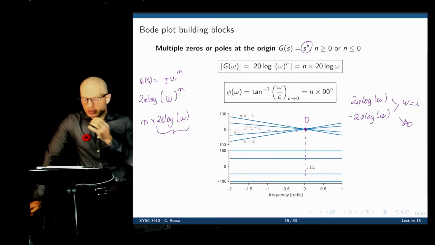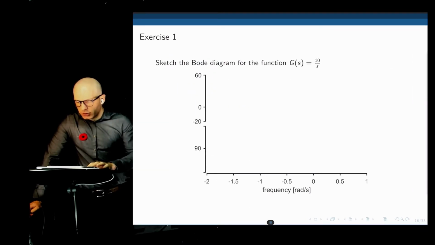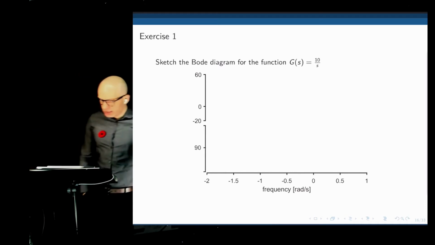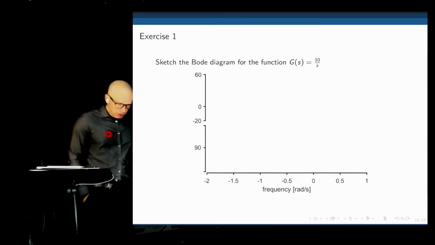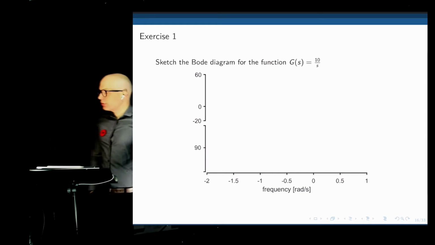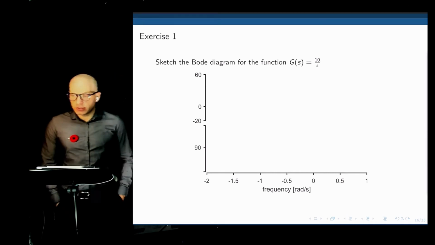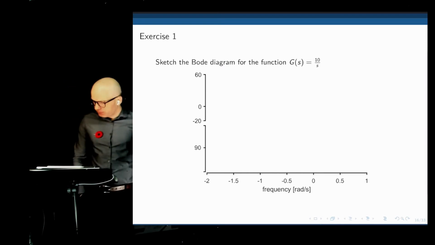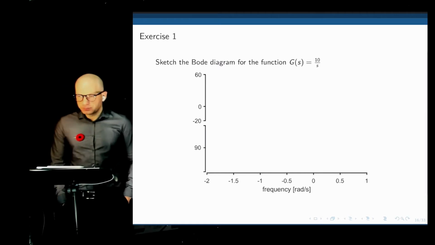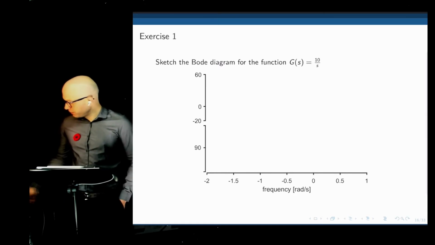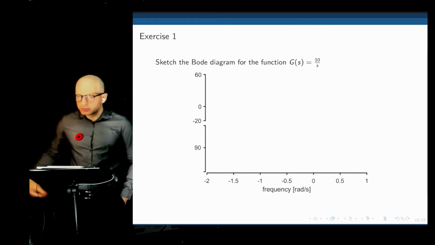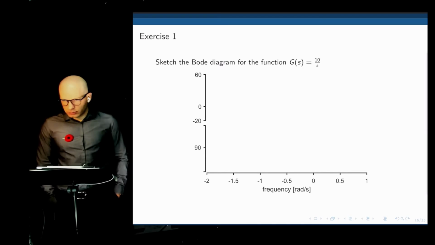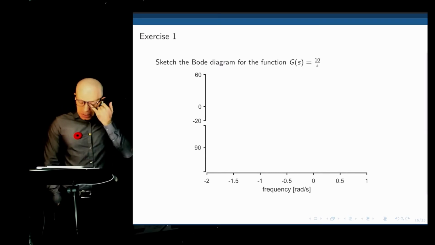Now let's see how we combine them. Let's do this exercise. It's a very simple exercise. Sketch the Bode plot for the function 10 over s. So the first thing to do here is to find these building blocks. Which building blocks can we identify here? There's a pole at the origin. What else? There's a constant gain.